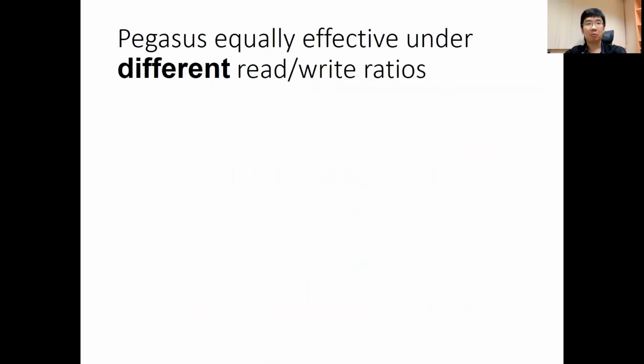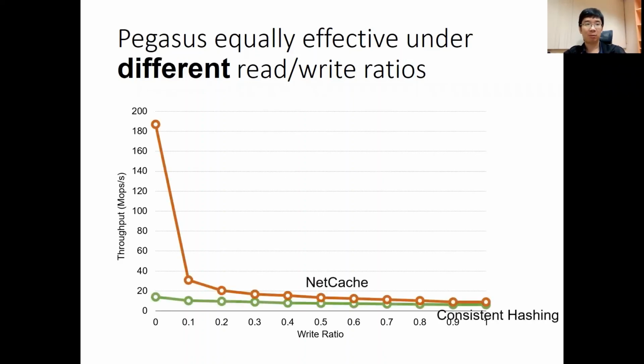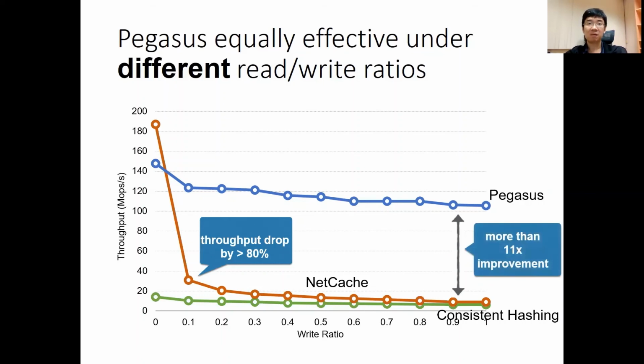Well, here we use workloads with high skew and vary the write ratio. 0 here means the workload is read-only, and 1 means it's write-only. Even though NetCache performs really well when the workload is read-only, as soon as the workload contains a non-trivial amount of writes, its throughput drops by more than 80%. Pegasus, on the other hand, is able to maintain its throughput level across all read-write ratios. In fact, Pegasus achieves a more than 11 times throughput improvement over NetCache when the workload is read-intensive.